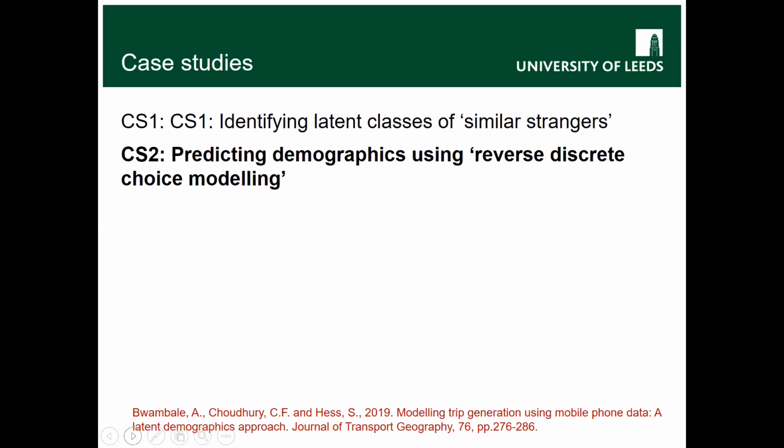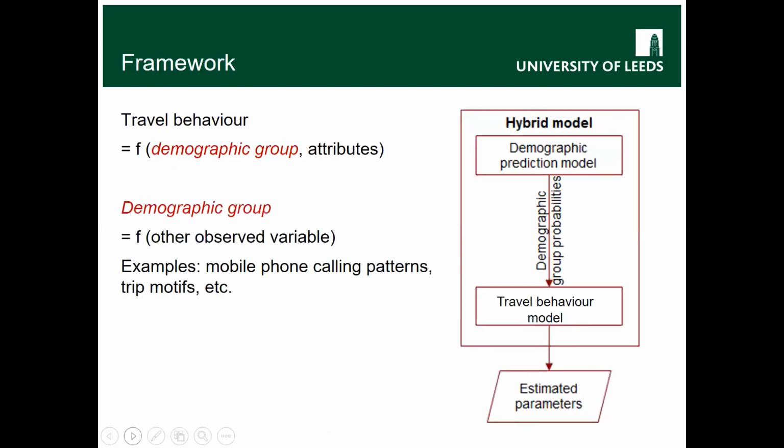So now moving to the second case study. This was led by a PhD student who worked with me a couple of years back. He was working with mobile phone data, and in this paper, he looked at whether we can predict the demographic features of the users using what we call reverse discrete choice modeling, so that we can use that in predicting their travel behavior.